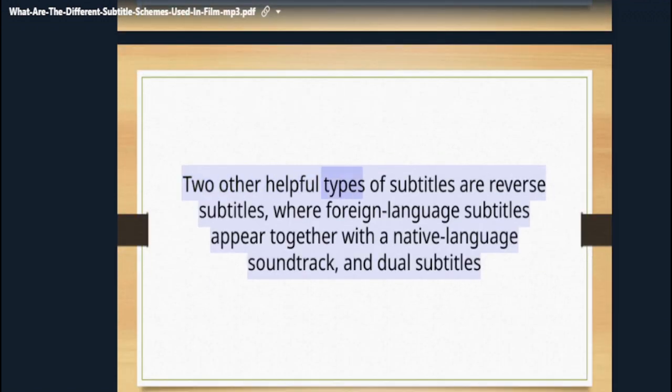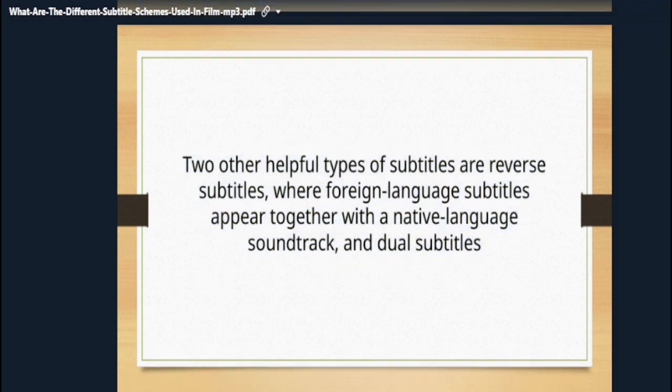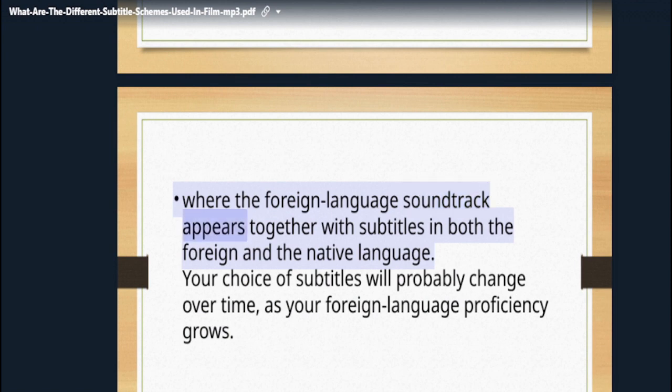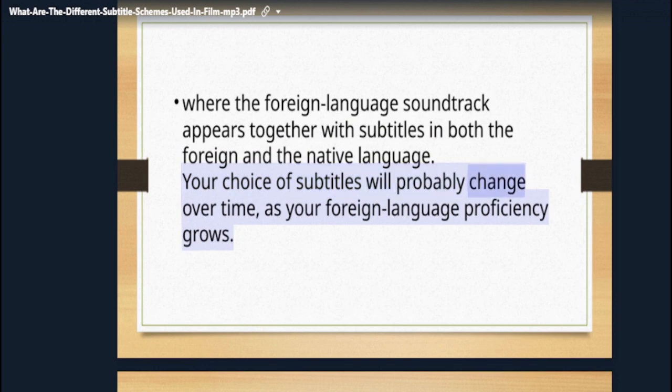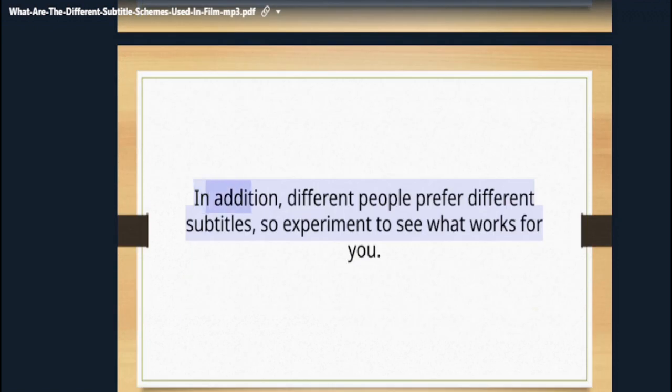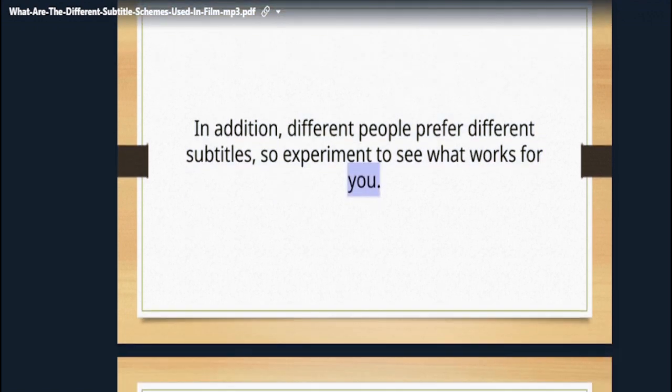Two other helpful types of subtitles are reverse subtitles, where foreign language subtitles appear together with a native language soundtrack, and dual subtitles, where the foreign language soundtrack appears together with subtitles in both the foreign and the native language. Your choice of subtitles will probably change over time, as your foreign language proficiency grows. In addition, different people prefer different subtitles, so experiment to see what works for you.